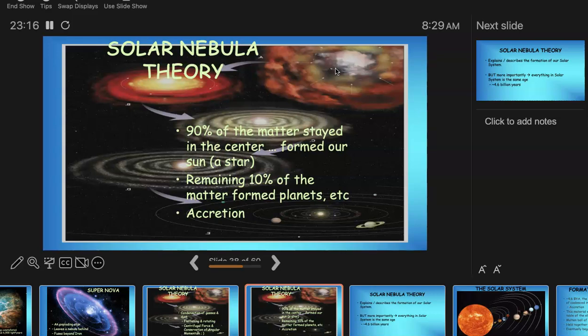So the remaining 10%, the riffraff that's floating around that didn't get condensed into the center, spins around and essentially goes through that same process that we call accretion.